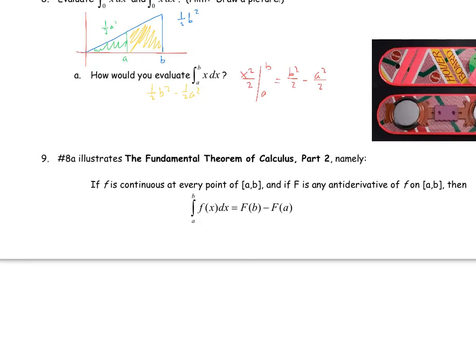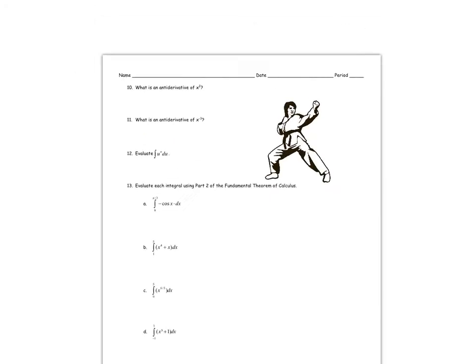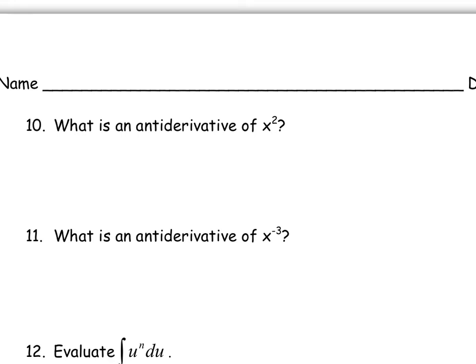Alright, part 2 of the fundamental theorem of calculus is what we already know. To evaluate an integral, find the antiderivative, plug in the upper bound, plug in the lower bound, and subtract. Alright, so what is an antiderivative of x squared? Remember, when you don't have bounds, all antiderivatives will have a plus c, so it's x cubed over 3 plus c. This one's going to be x to the negative second over negative 2 plus c.